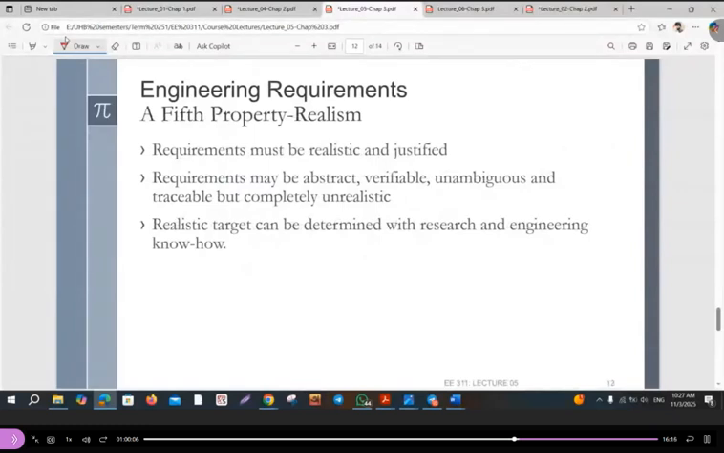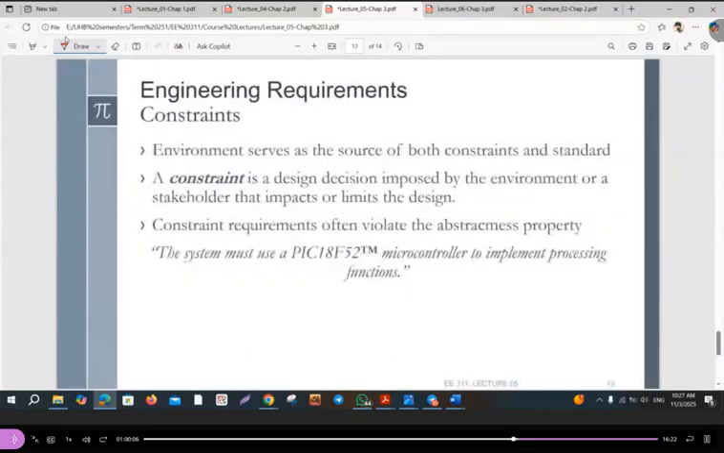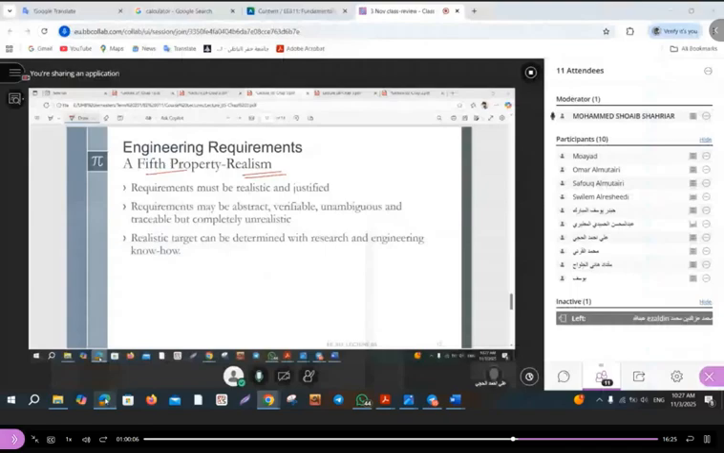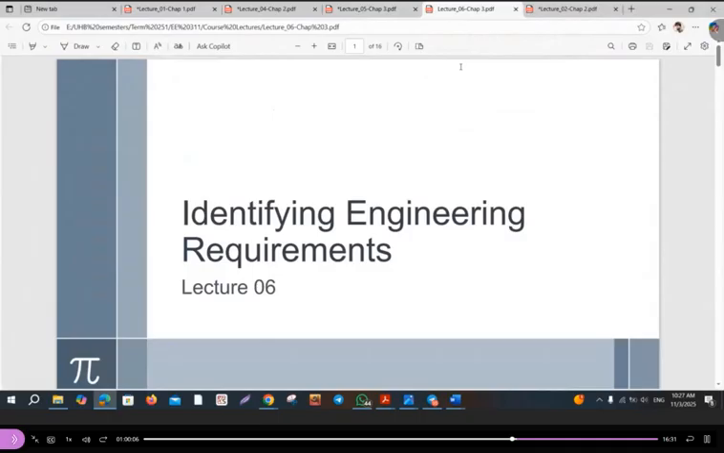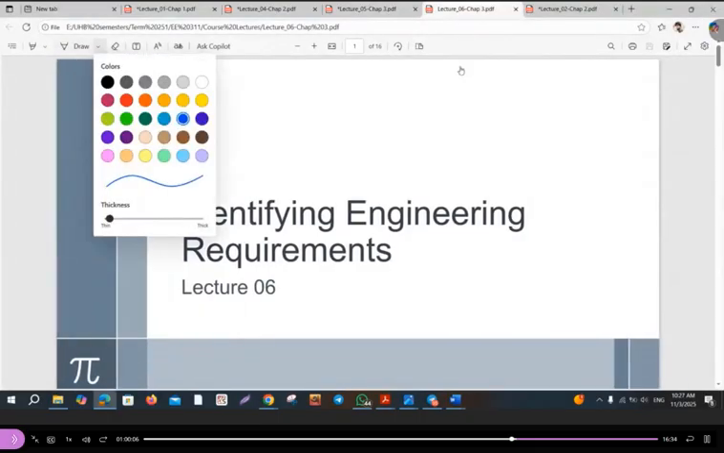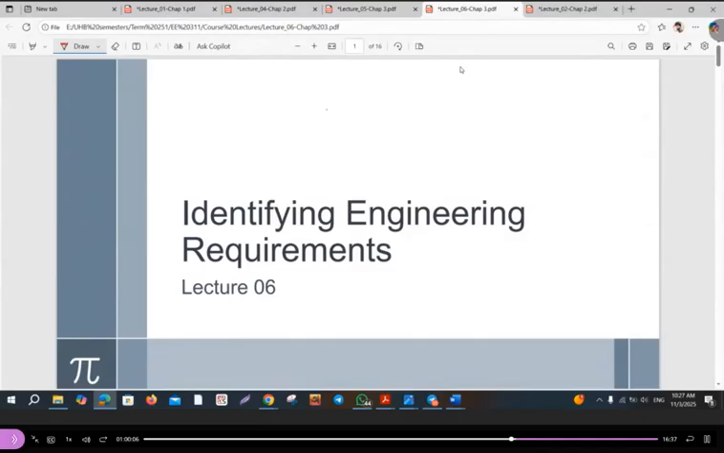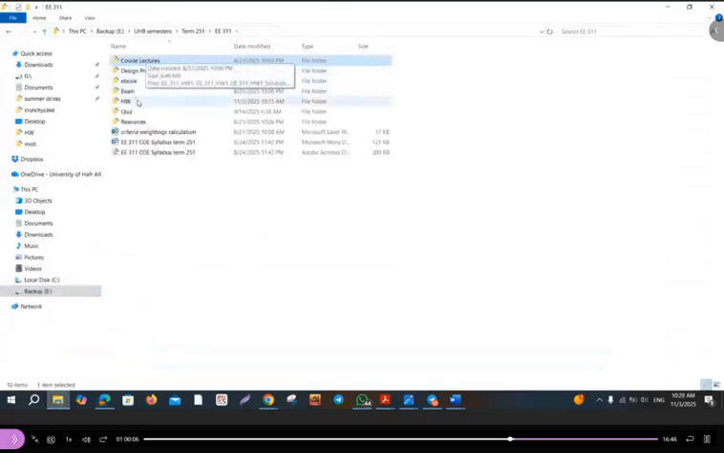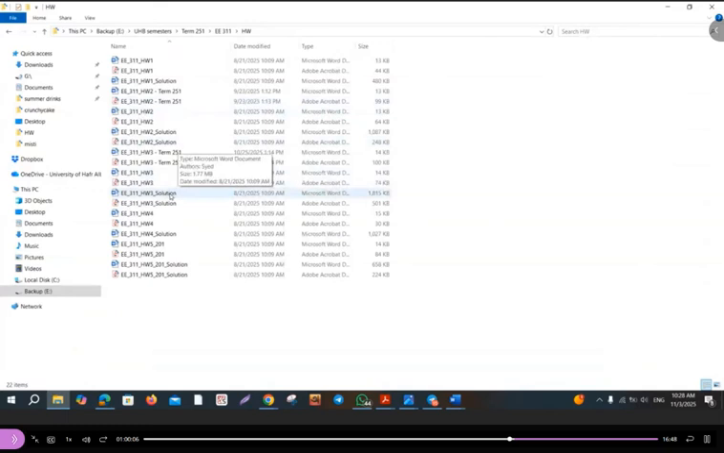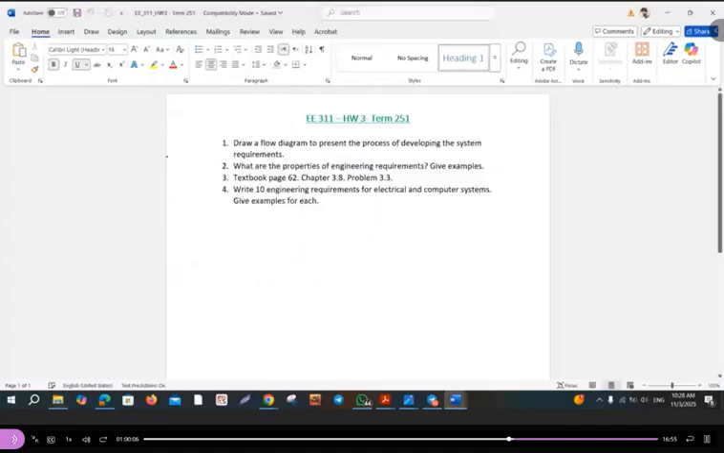Okay, so the homework, as far as I know, I also put this one in homework number 3. Yes, this is homework 3. You see, this is the same idea. We are saying draw a flow diagram to present the process of developing the system requirement. What are the properties of the engineering requirement? And here I talked about a textbook problem. Just check this one. What is this? List 10 engineering requirements suitable for electrical and computer systems, and an example for each.